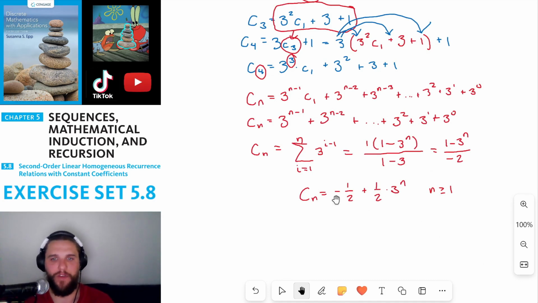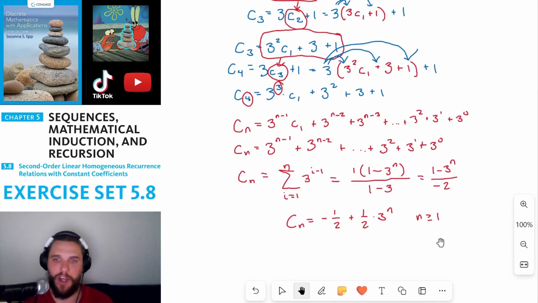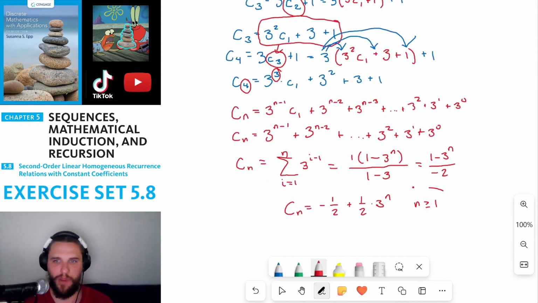Let's test this, though. If we plug in n equals 1, we get negative 1/2 plus 3/2, which is 1. If we plug in n equals 2, we get negative 1/2 plus 9/2, which is 8/2, which is 4. So is the next term of this sequence 4? Sure enough, c sub 2 equals 3 c sub 1 plus 1, which is 4, since c sub 1 equals 1. So it looks like this explicit formula works.